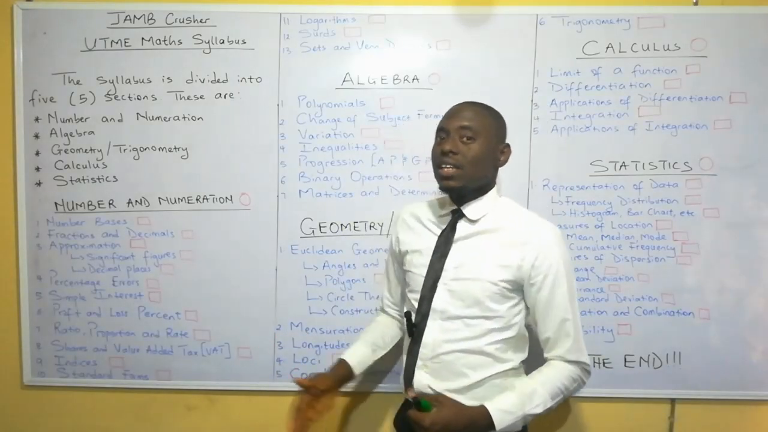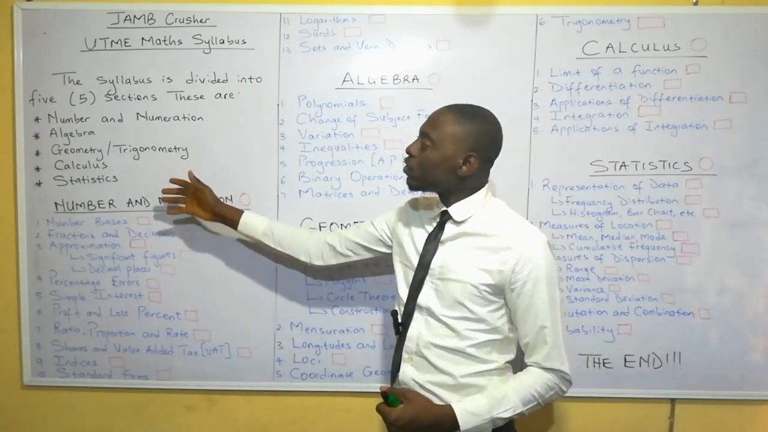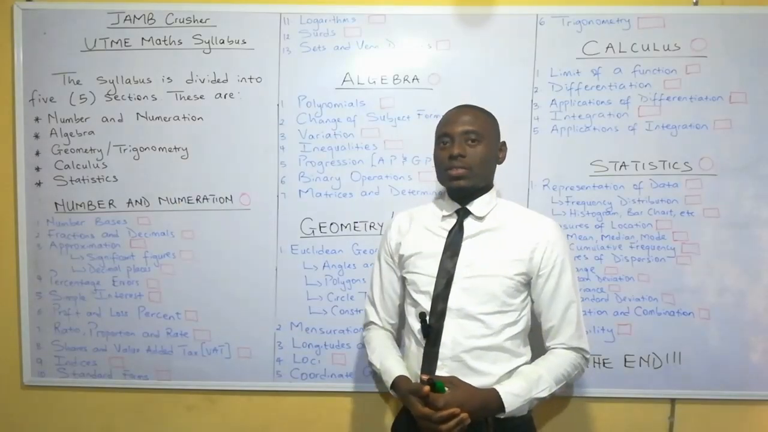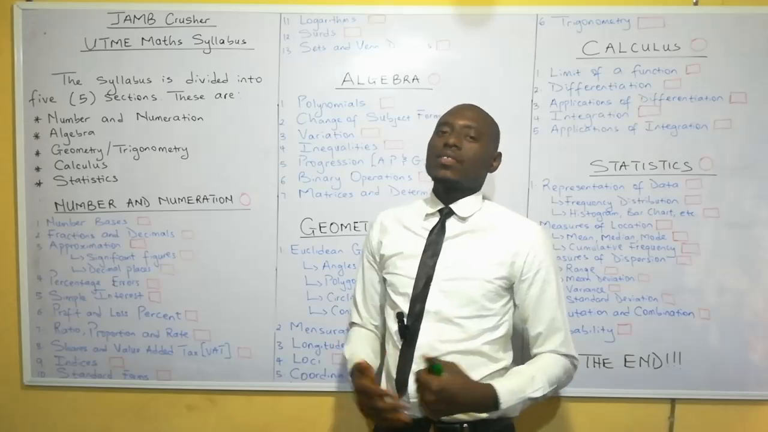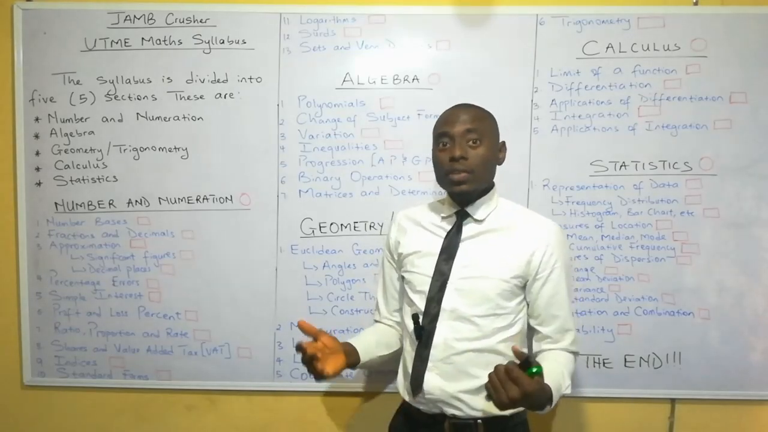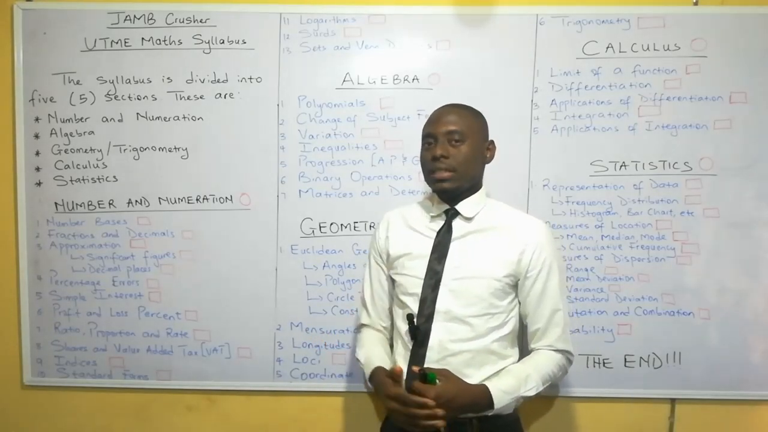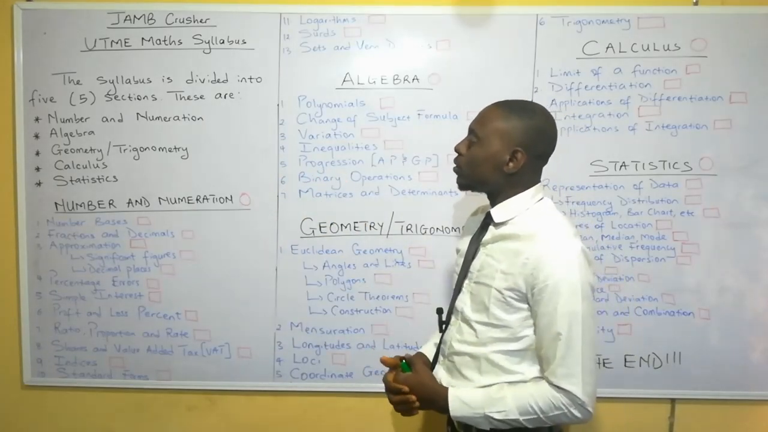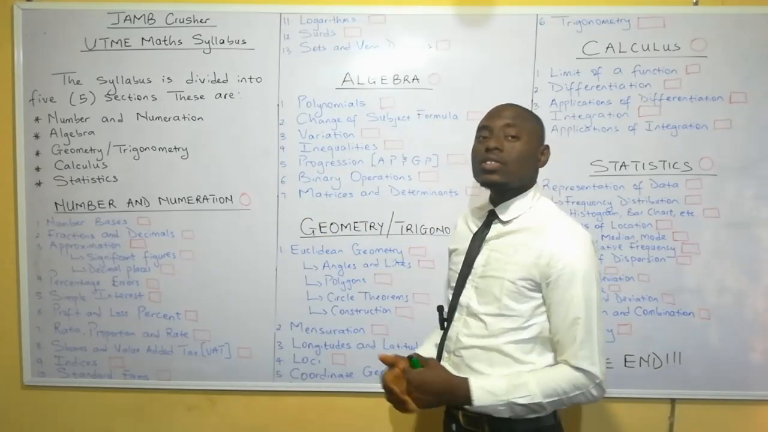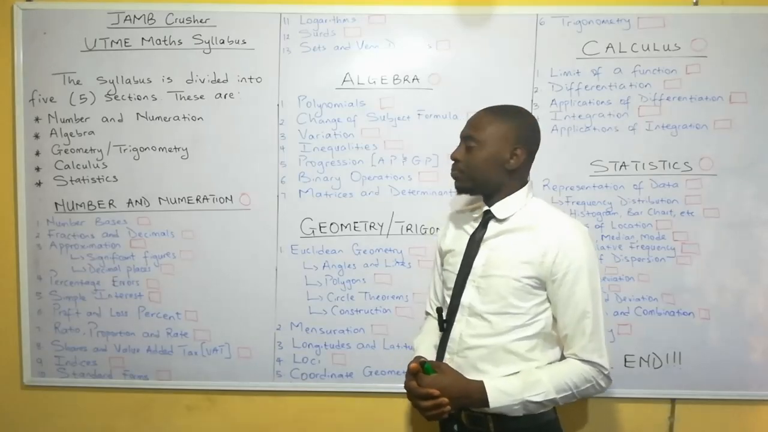This means that if you can fully cover all the topics under these 5 sections, then UTME mathematics becomes less of a problem to you because you have fully covered all the topics you needed to know. Now, for each section, there are other topics under them. Now, let us look at the topics that are under each section.